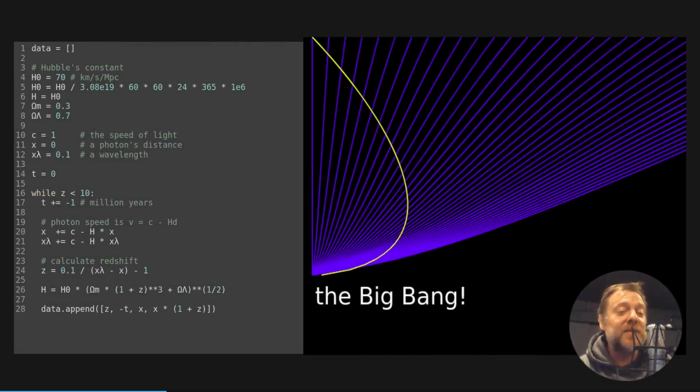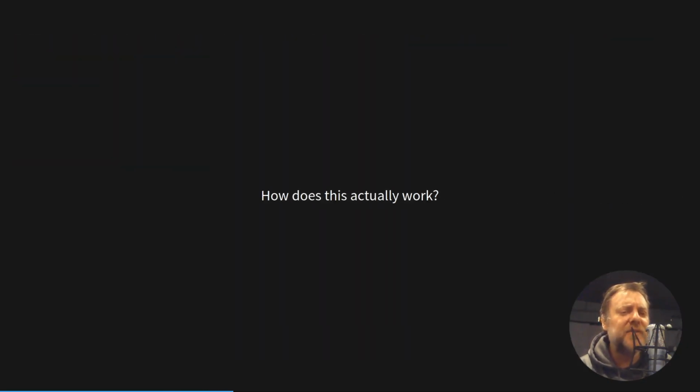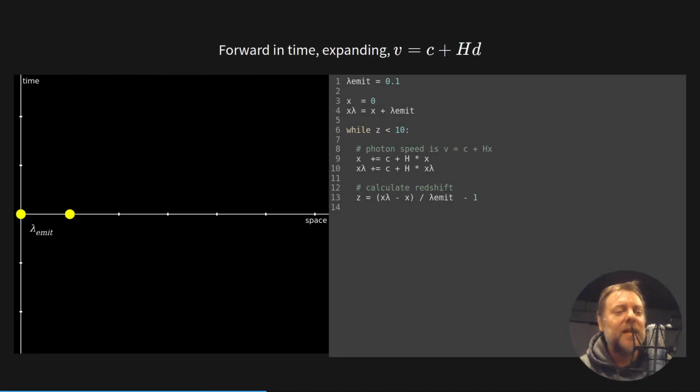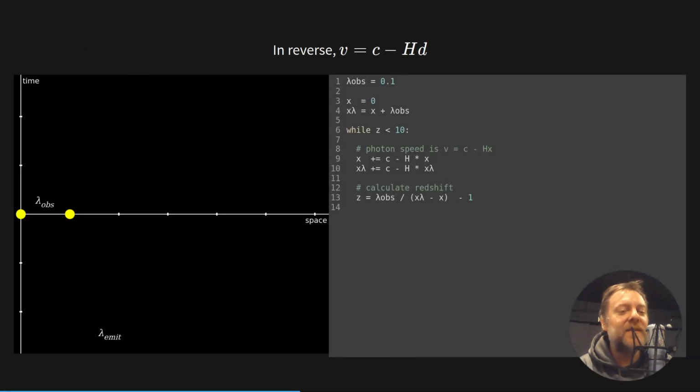If you watched the previous episode, you could see that we used v equals c minus Hd when we actually made this diagram. So how does this actually work? Let's take it step by step. Let's say there's two photons separated by a distance, and that's their wavelength. They're moving at v equals c plus Hd as we're going forward in time. The photon on the left is moving at c, but the photon on the right is moving faster. As time goes, that'll keep happening, and the wavelength will continue to increase. If we go back in time, we see a similar picture, but the wavelength is decreasing.